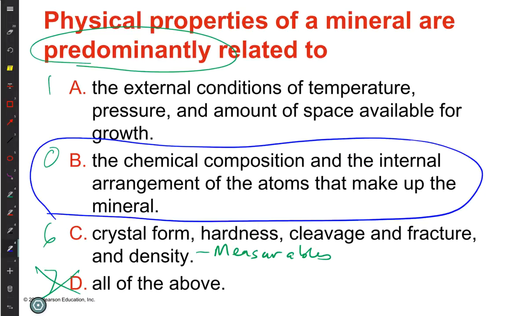This is good because it gives you a chance to differentiate the ideas. What creates those physical properties is the chemical composition and the arrangement of the atoms. How we measure them to differentiate one from another is by looking at the hardness, cleavage, and fracture. And what makes the difference in internal arrangements, if you have the same chemical composition, would be the external conditions. So all of these are relevant.